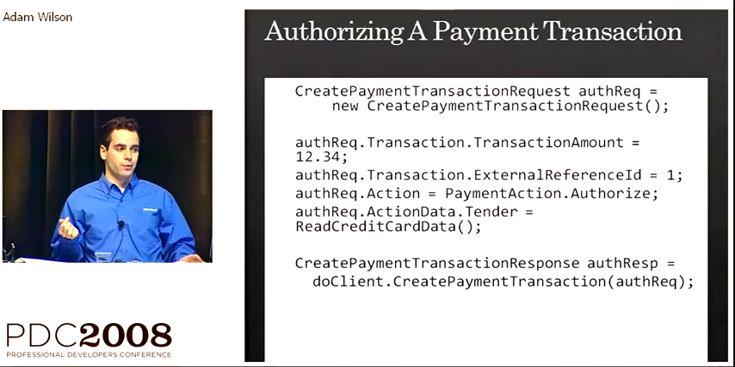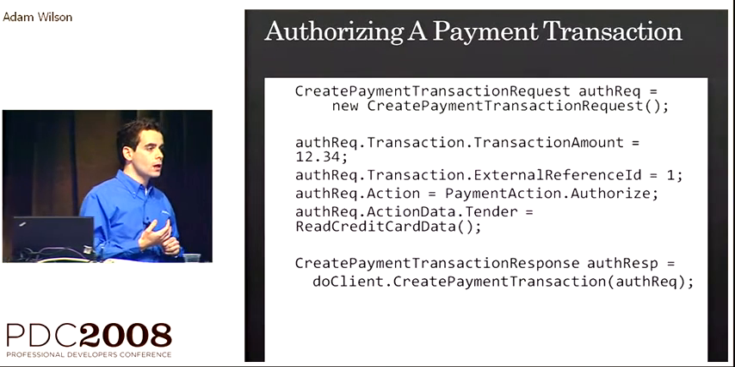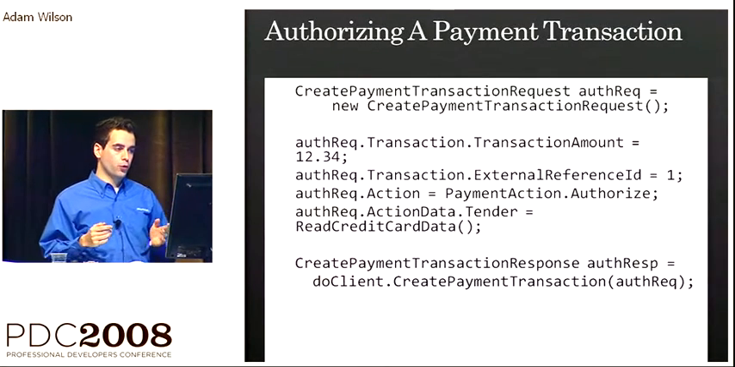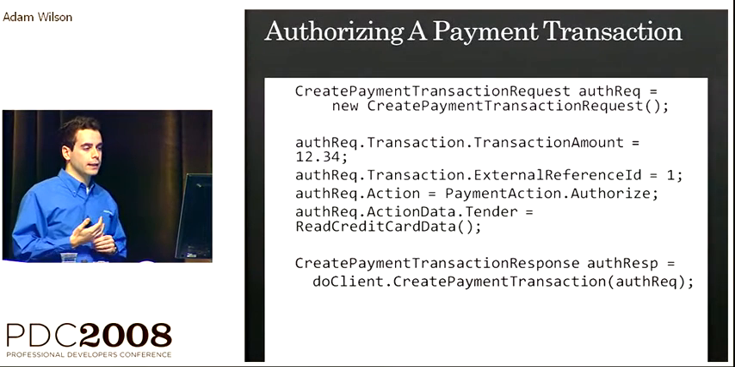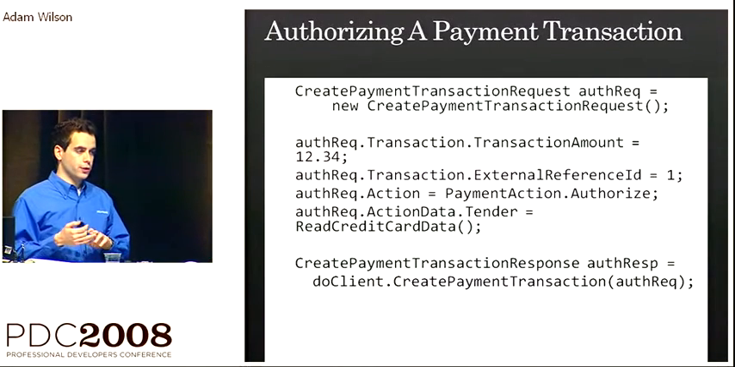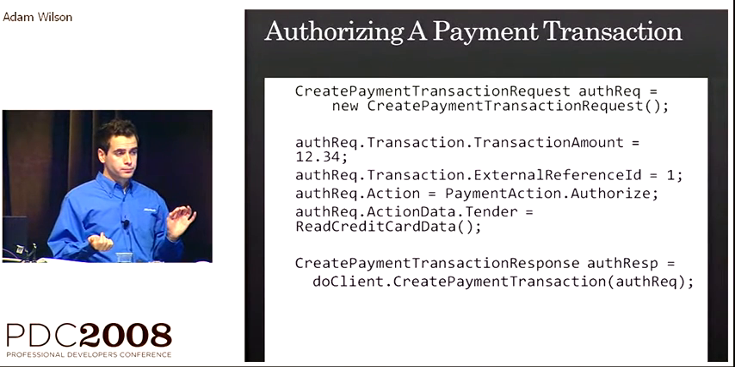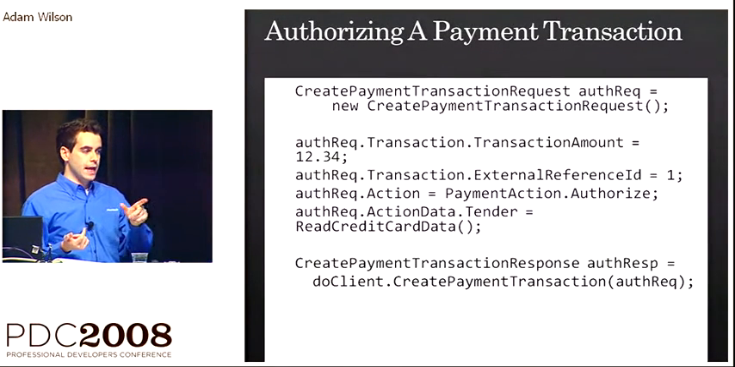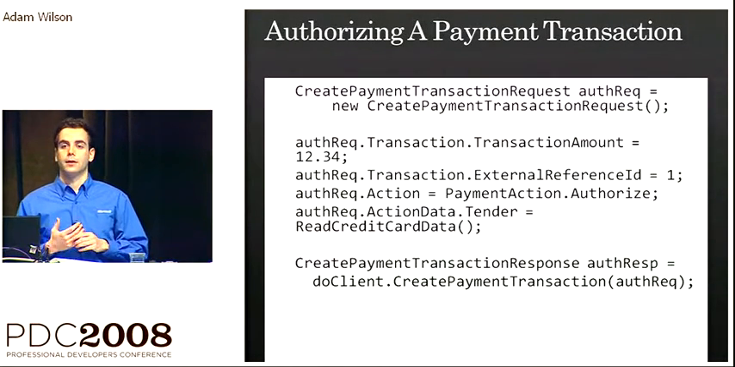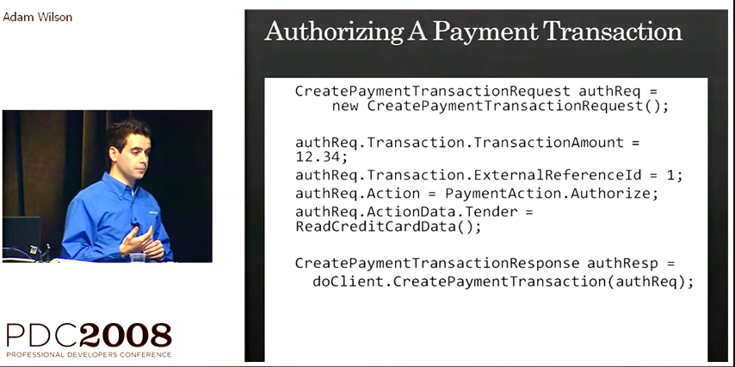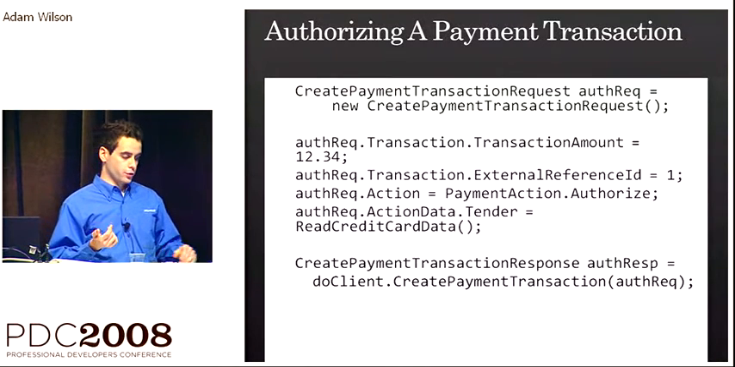So let's take a brief look at just some of the code for how I would do the authorization and then the capture. So again, familiar sort of SOAP request here. I go ahead and create a payment transaction, and I'm setting a few fields on it. In this case, the transaction amount, an external reference ID, which is an invoice number I can use, the action I want to perform, which is an authorize, and then the tender, which I've pulled out into a helper method, which would just take the credit card number, the expiry date, the customer's name, perhaps the CCV. And then I go ahead and call that, and I get back an authorization response.